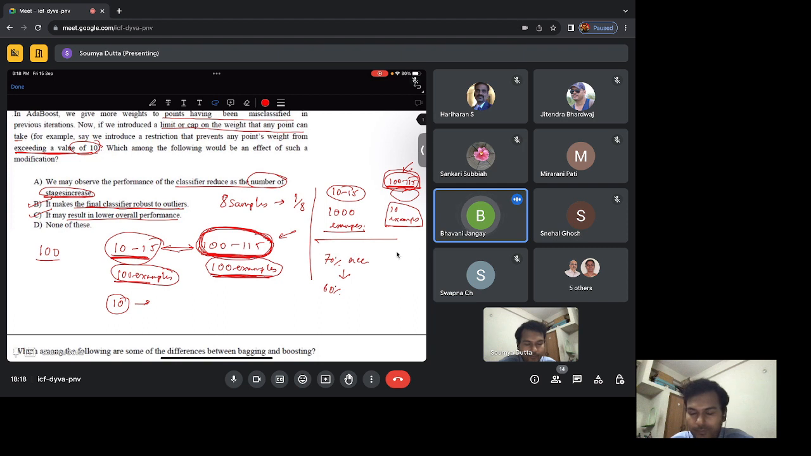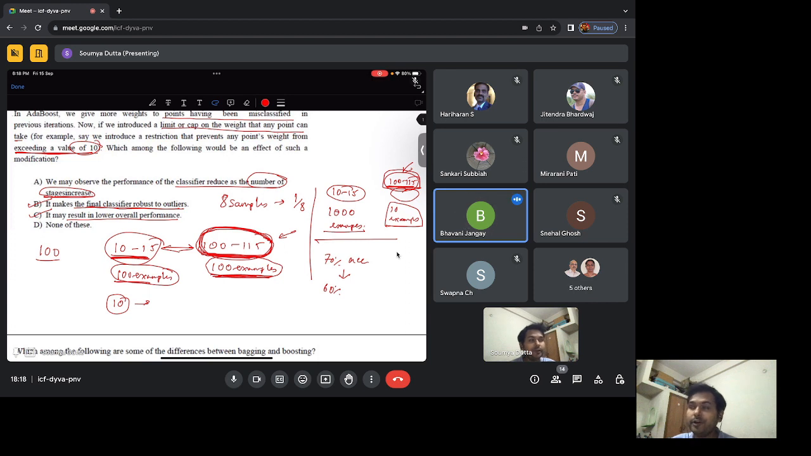Because what I understand is, whichever examples were predicted wrongly, their weight should be increased. Now if we put an upper bound on these error weights, then maybe equal weightage will be given to the other ones, so the probability of those error examples getting classified correctly will reduce.